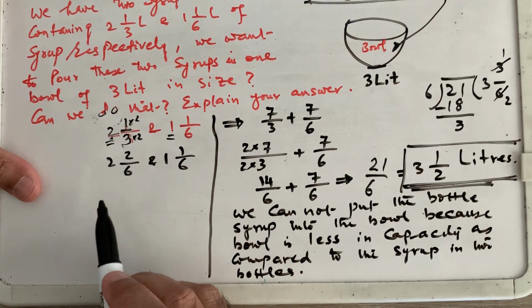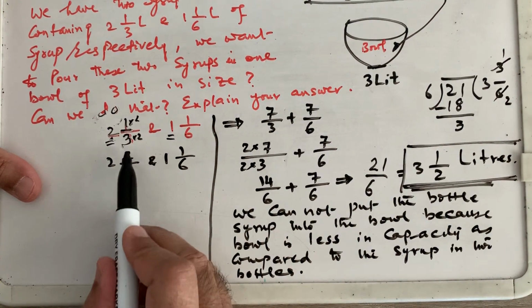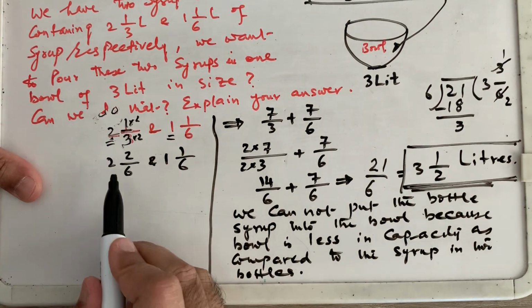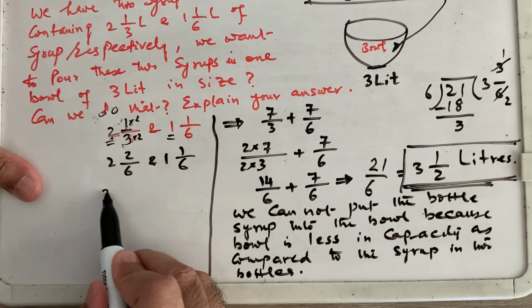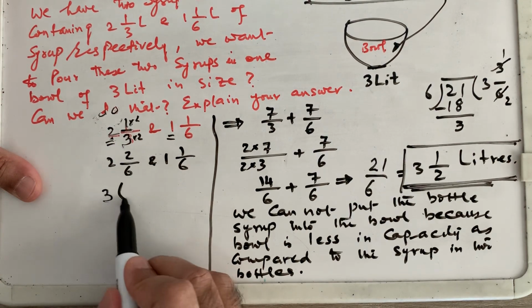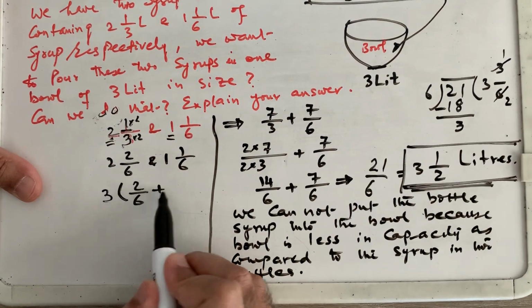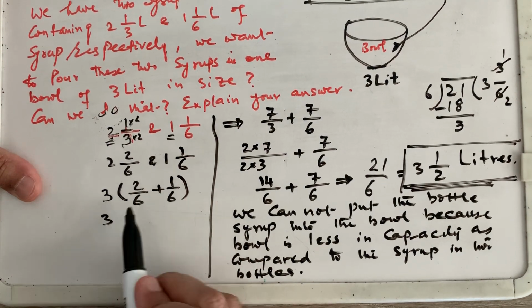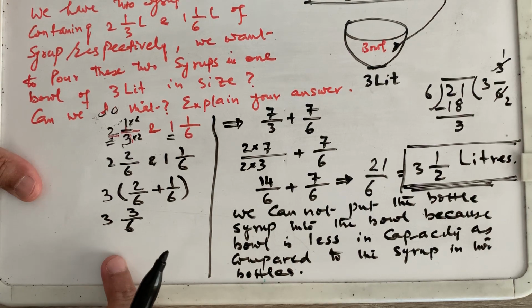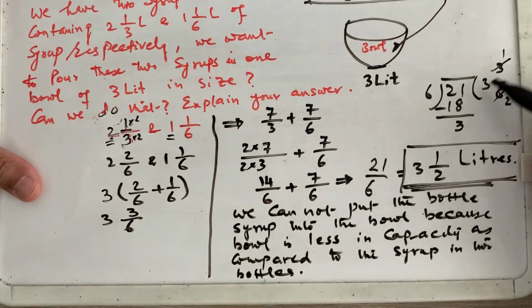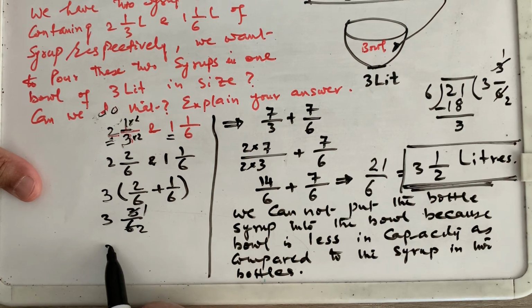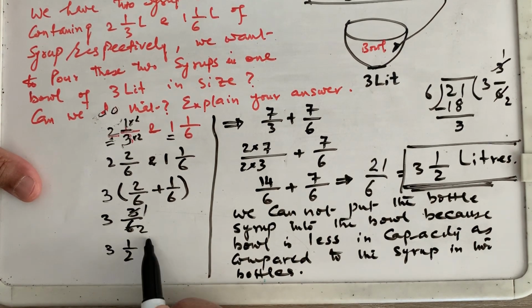So 2 and 2 by 6 can be written as, when we add the whole numbers, 2 plus 1 is 3, right? And 2 by 6 plus 1 by 6 we can add together, right? 2 plus 1 is 3. 3 divided by 6. And it is exactly the same: 3 and 3 by 6. And when we cut, 3 times 1 is 3, 3 times 2 is 6. So we have 3 and 1 by 2 liters, right?